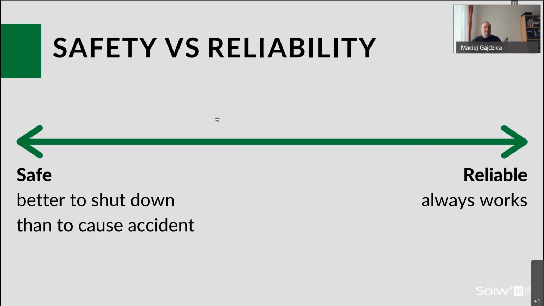And in some circumstances, safety critical systems are doing exactly the opposite, because if we suspect that something wrong may happen, it's better for safety critical system to shut down in a controlled fashion than to let it work and risking some accident.